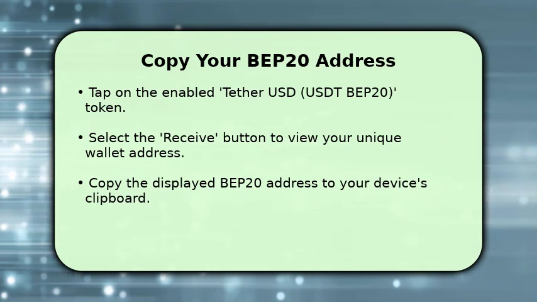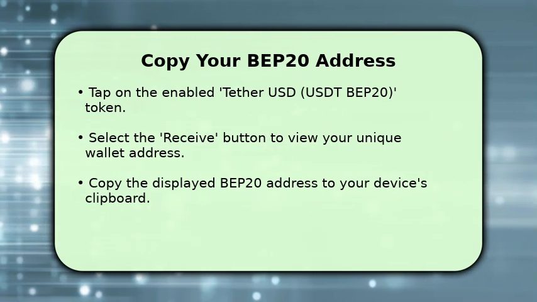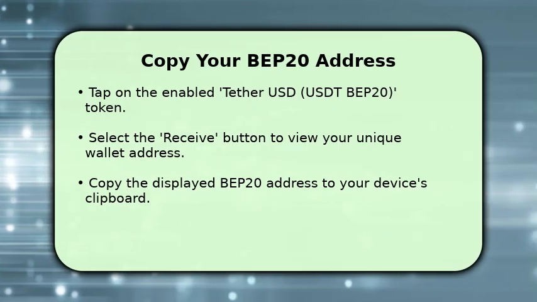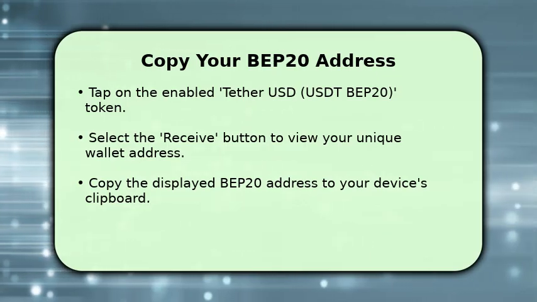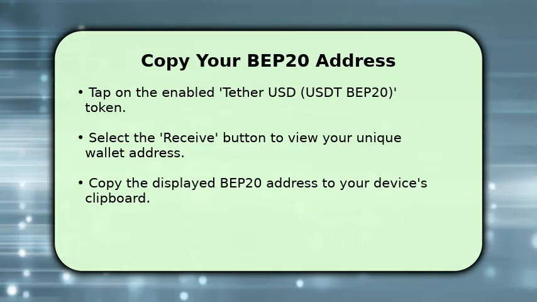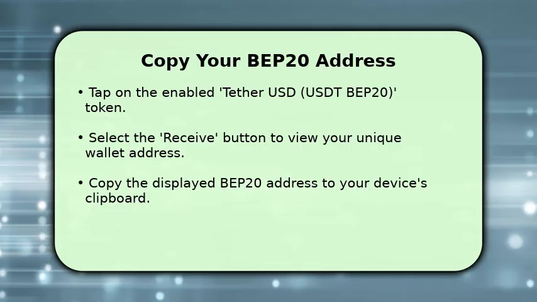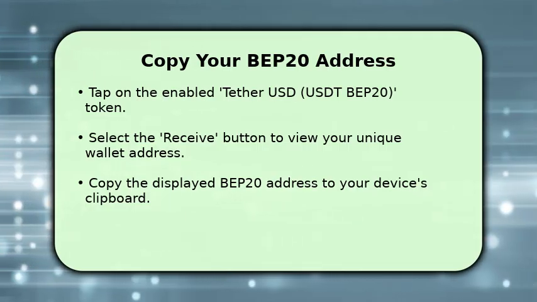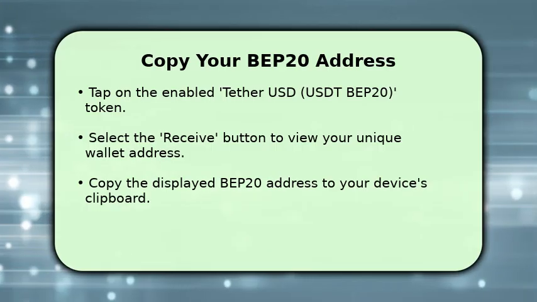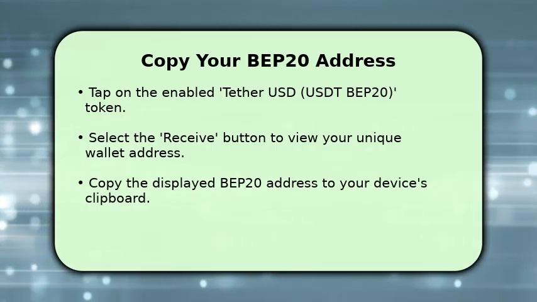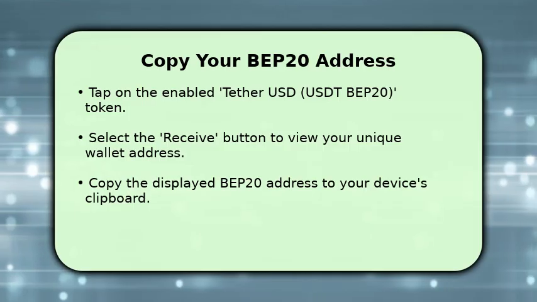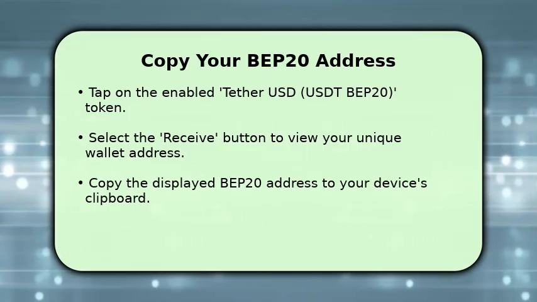You should now see Tether USD BEP20 listed. Tap on this token, then select the Receive button. This action will display your unique BEP20 wallet address and a QR code. Carefully copy this address to your clipboard. This is the address you will use to receive USD on the Binance Smart Chain.